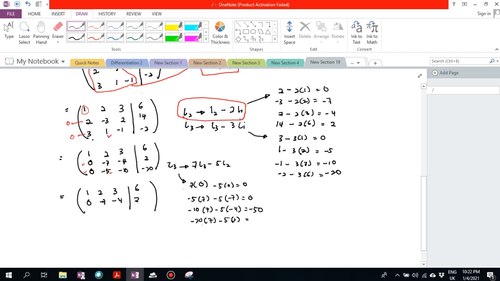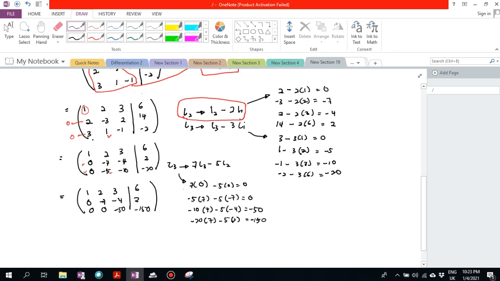Okay, so negative 140 minus 10 will be negative 150. So just put it here, it becomes 0 here, it becomes 0 here, so it becomes negative 50, it becomes negative 150. So this is the second step.